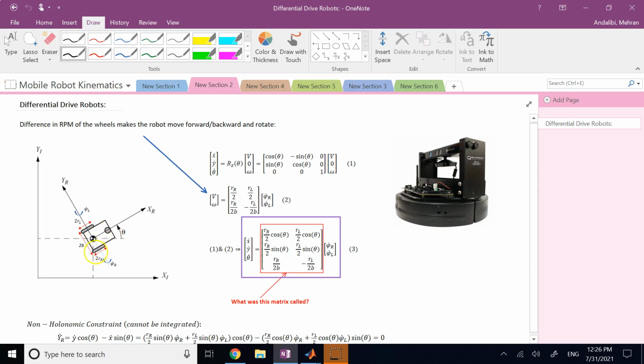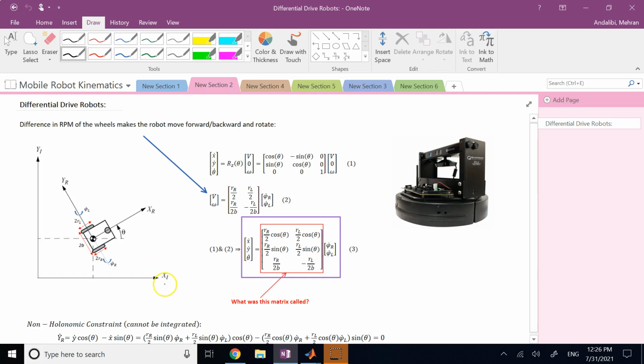Based on the difference in the rotational velocity of these two tires, right and left, you can maneuver the robot: move it forward, backward, steer it left, steer it right, and so on. That's why we call them differential drive, and we'll see that in the governing equations right now.